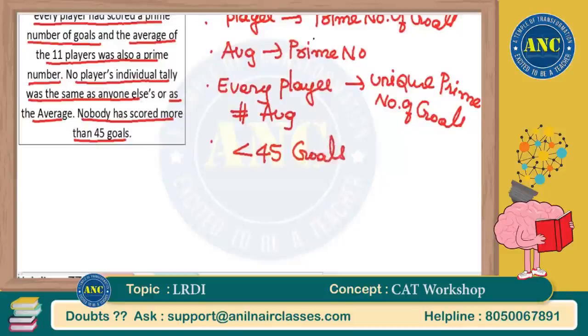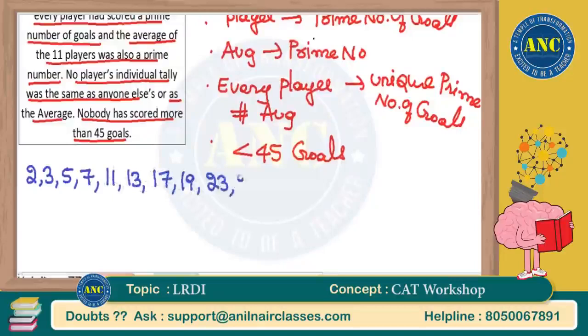number. So list all the prime numbers: 2, 3, 5, 7, 11, 13, 17, 19, 23, 29, 31, 37, 41, 43.